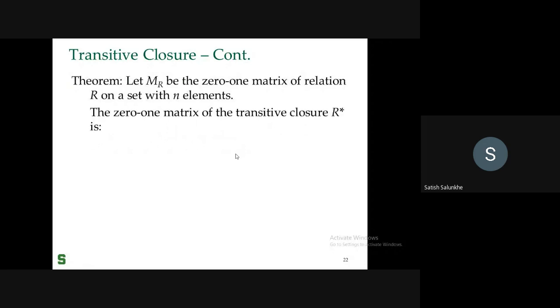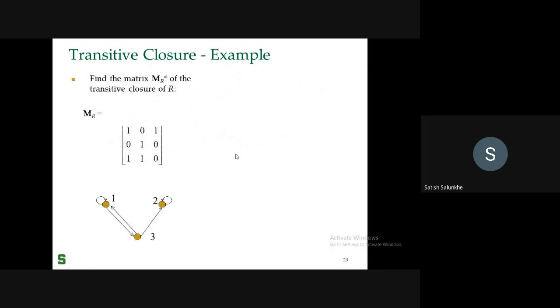Let us represent the given relation in matrix form. To understand this, let us try to understand how we find this transitive closure with one example. Let us say this is relation R on set A containing elements 1, 2, 3. And what is the relation here? This is 1, this is 2, this is 3. The relation is (1,1), (1,3), (2,2), (3,1), (3,2). This is the given relation R.